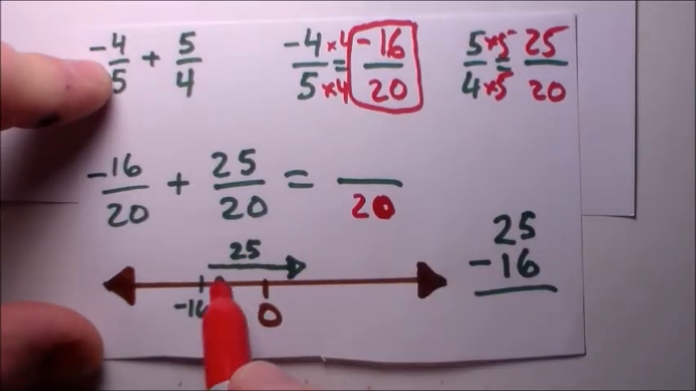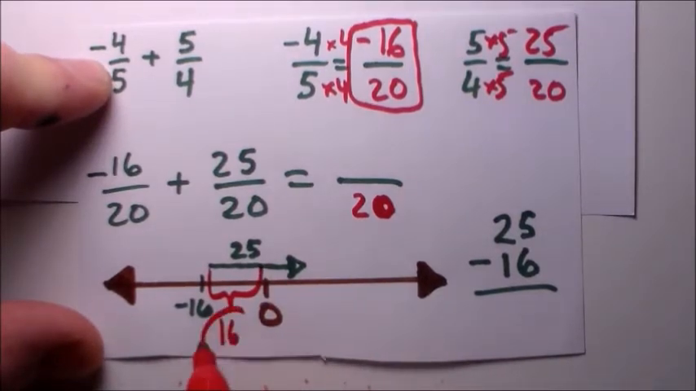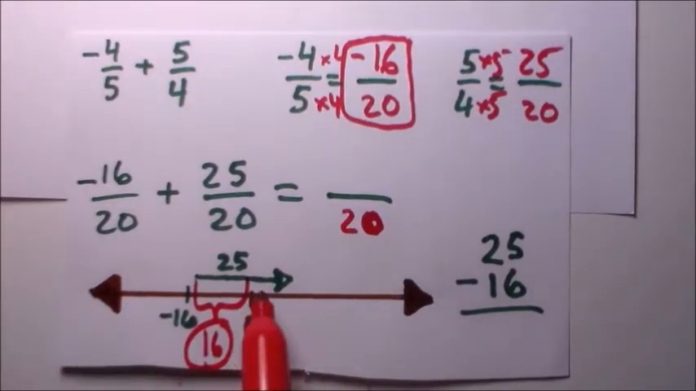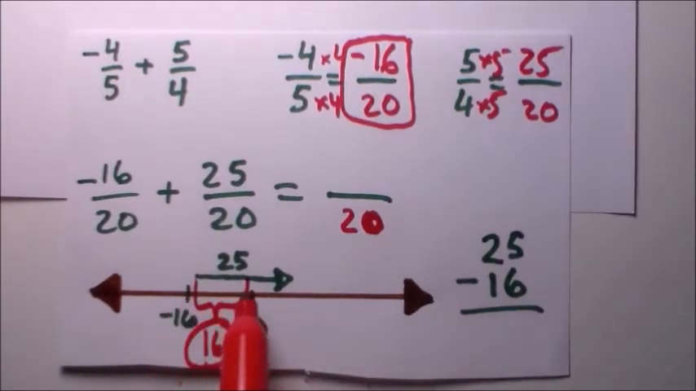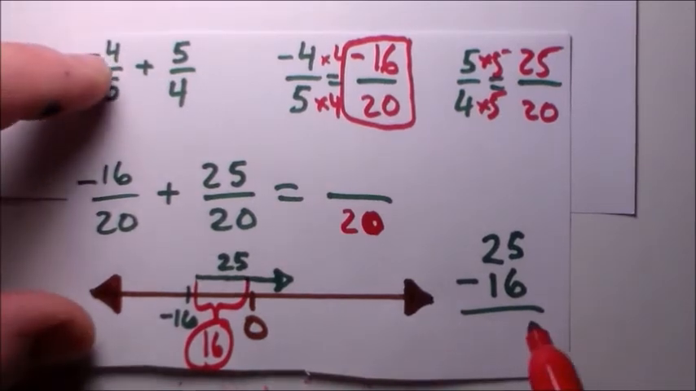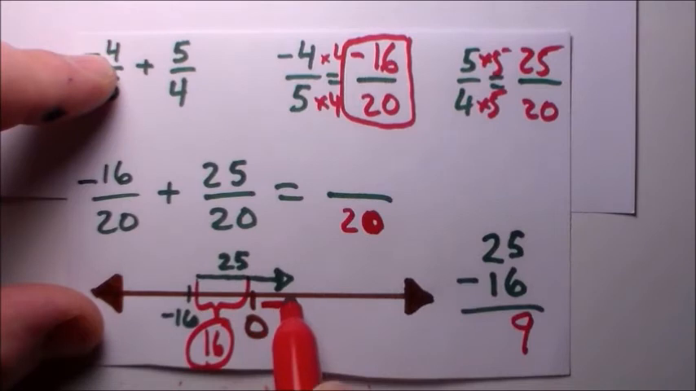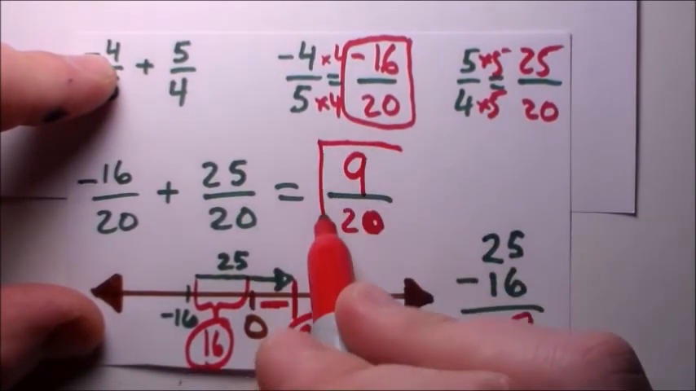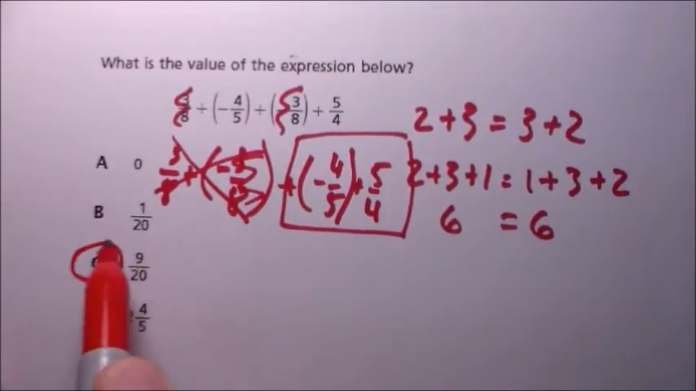And if we think of 25 as using 16 of those 25 to get us back to 0, well, how much do we have left to get us to positive? That's like 25 minus 16, because we use up 16 of the 25 to get back to 0. And how much do we have left? We have 9 left, because 25 minus 16 is 9. We have 9 left to go positive, so that'll end up at positive 9, and our answer is going to be 9/20.